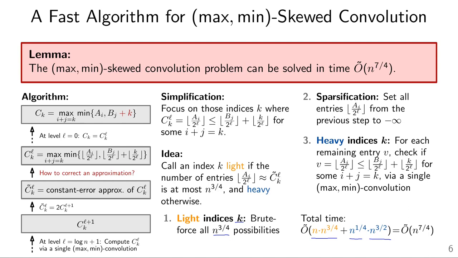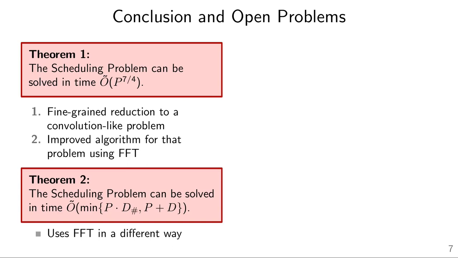Right. Though very sketchy, this concludes the proof of the O tilde of n to the 7 quarters algorithm. Right, that's nearly it. Let me briefly wrap up and mention some open problems. So we have seen our first result in detail, proving that the scheduling problem can be solved in O tilde of p to the 7 quarters time.